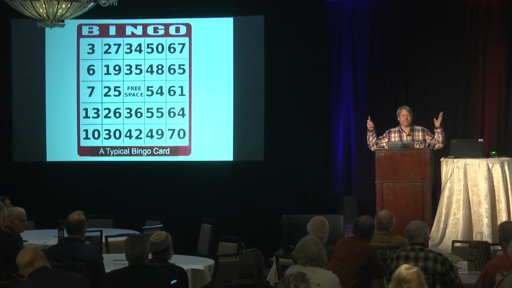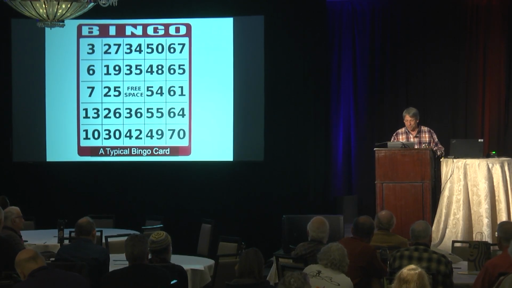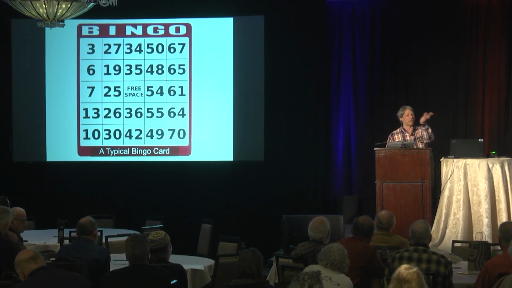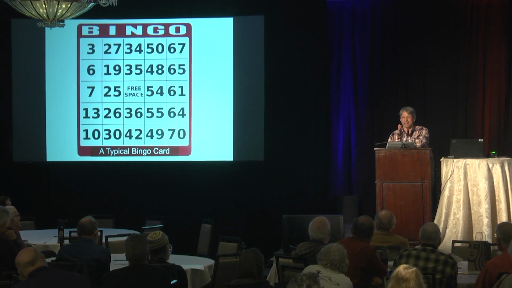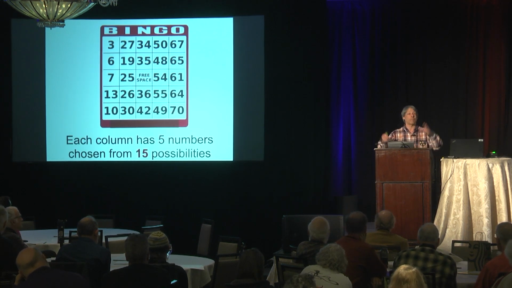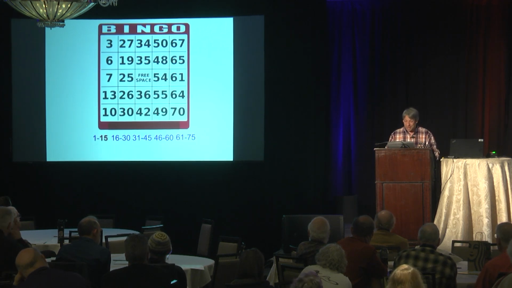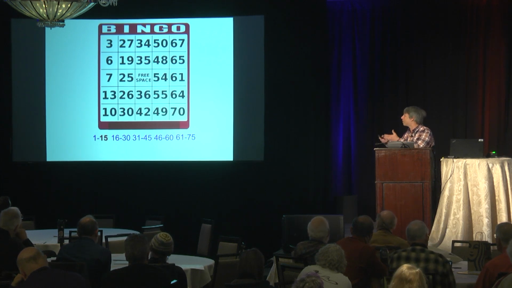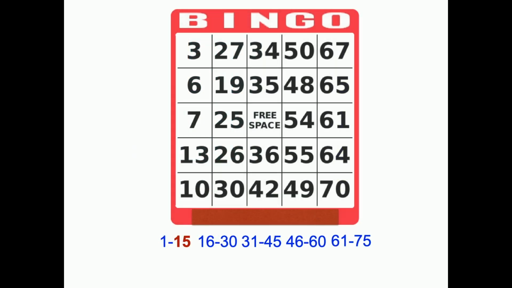Let's talk about the game of bingo. We've all played the game of bingo before. Here's a typical bingo card. It has 5 columns with letters B, I, N, G, and O. Each column has 5 numbers chosen from 15 possibilities, all right? So for example, column B, you have 5 numbers in a random order, numbers that are between 1 and 15. Column I has 5 numbers between 16 and 30, and so on.